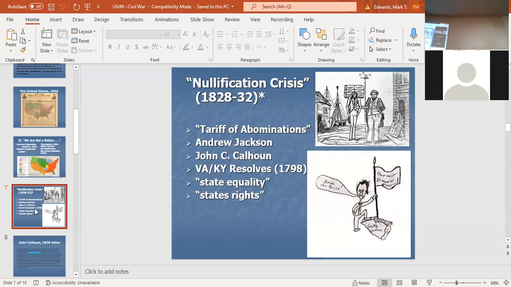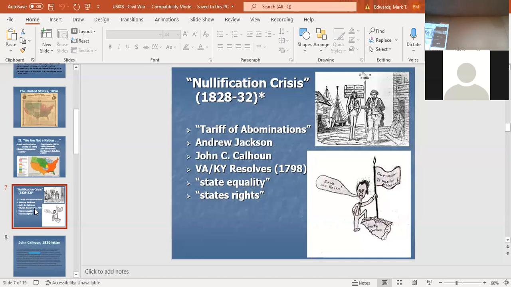Proud son of South Carolina, John C. Calhoun, takes up Jefferson's notes and begins writing up a legal theory of nullification. Calhoun's a lawyer, and he begins figuring out how to argue that a state, in fact, can nullify a federal law when that state deems a federal law to be somehow oppressive or unfair, that the state has a right to do this.